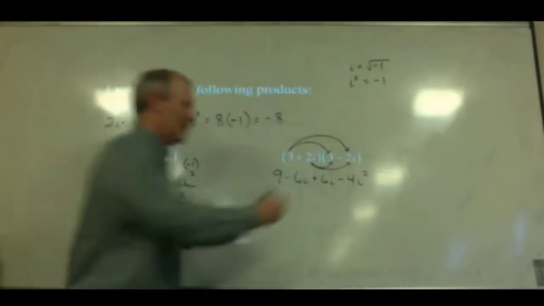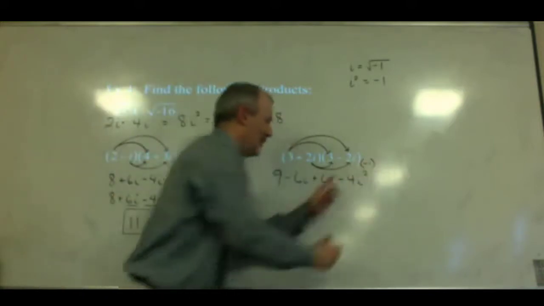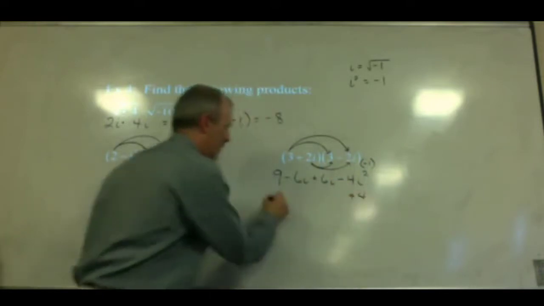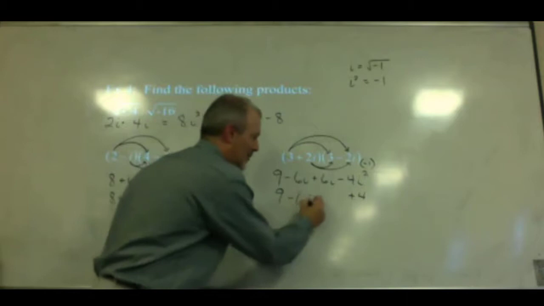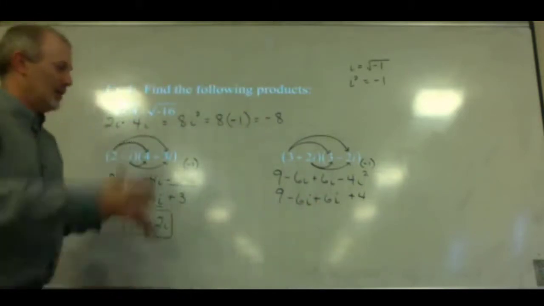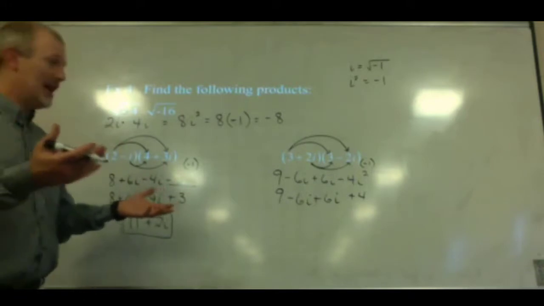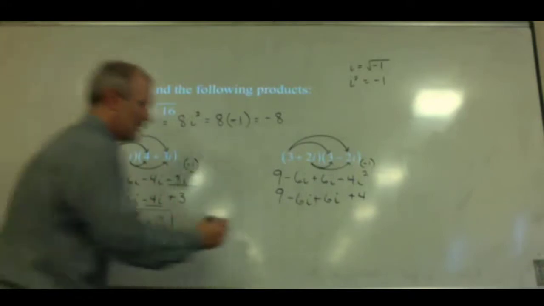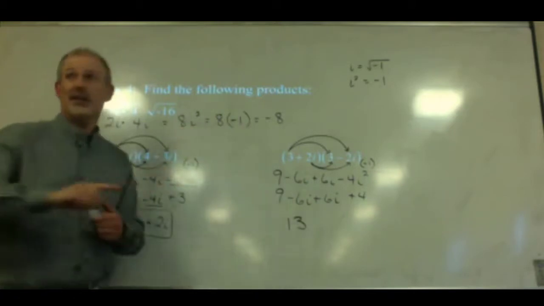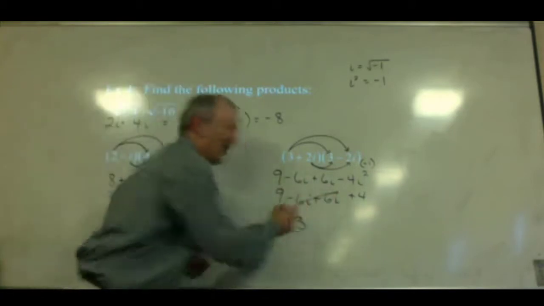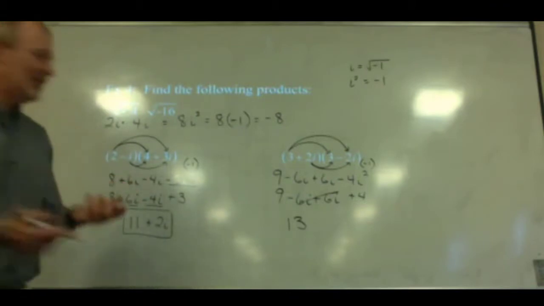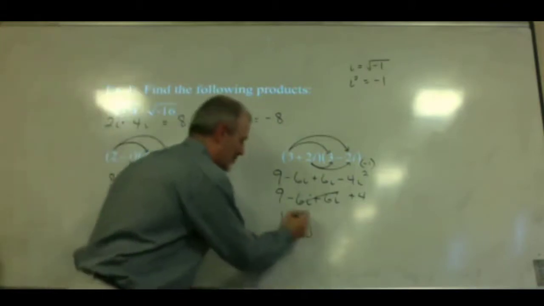This is a negative 1, so negative 4 times negative 1 makes that into plus 4. So we've got 9 minus 6i plus 6i plus 4. Real parts, 9 plus 4, 13. Imaginary parts, negative 6i plus 6i, 0. It cancels out, right? So we don't have to write it down. It's a 0. So our answer there, 13.